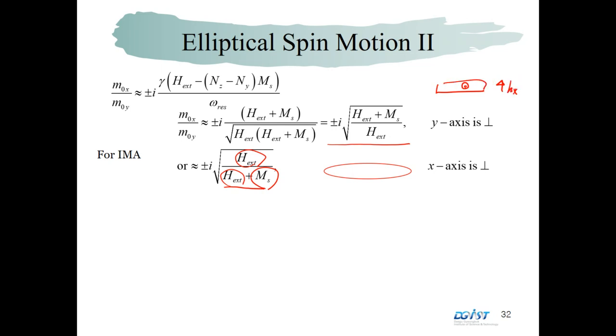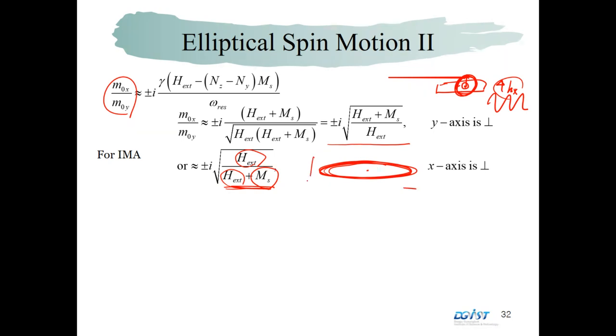Then what happens? The moment is moving in this direction, but because of the damping and the demagnetizing field, it comes back again. So with this oscillating external magnetic field, there is some oscillation. This oscillation amplitude will determine this ratio. This means the oscillation shows some kind of elliptical form.